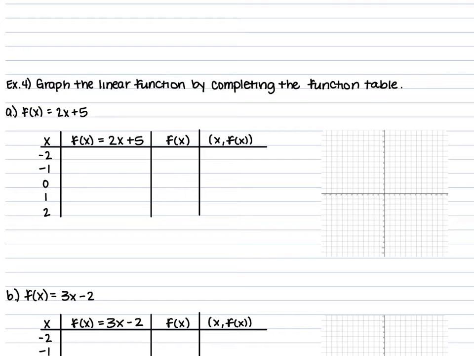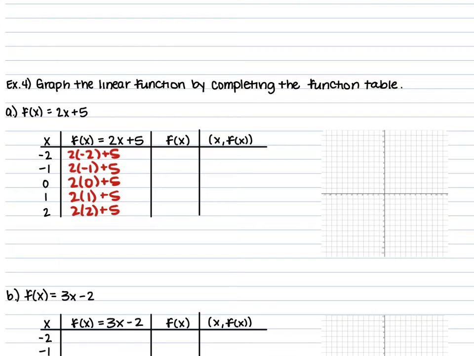So for our first example A here, we have f of x is equal to 2x plus 5. Our given x values that we're working with are negative 2, negative 1, 0, 1, and 2. So we're going to do 2 times negative 2 plus 5, 2 times negative 1 plus 5, 2 times 0 plus 5, 2 times 1 plus 5, and 2 times 2 plus 5.